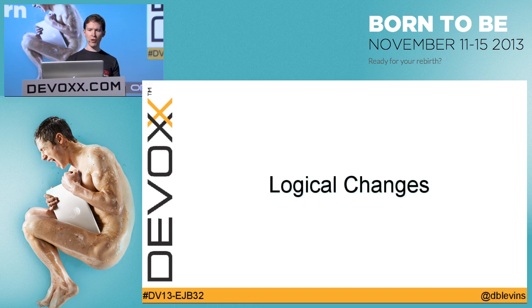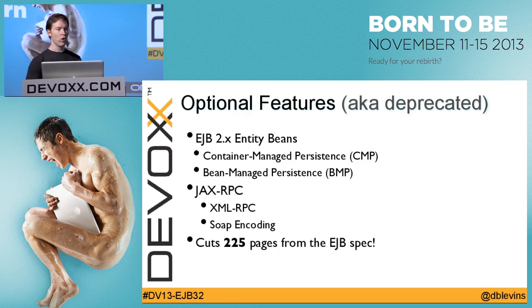So first, the logical changes. A really big win is that entity beans are now officially deprecated. They're dropped from the spec as a requirement for TCK compliance. Your certified server no longer has to have CMP or BMP entity support if they do not choose to have it. They call this being made optional. It's the fancy way of saying at the spec level it's being deprecated.